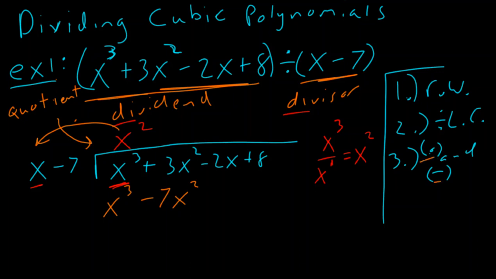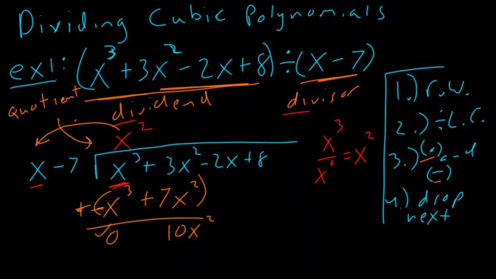Now remember, this says that we will multiply and subtract, so I have to subtract that entire expression. We're taking it away. This negative changes the positive x cubed into a negative, and it changes the negative 7x squared to a positive, and once I distribute that negative, it goes away. Now x cubed plus negative x cubed is 0. That tells us we're on the right track. And 3x squared plus 7x squared is 10x squared. My step 4, as it has always been, is to drop the next term. So I drop that negative 2x. Now we are going to repeat steps 2 through 4 until we finish the problem.